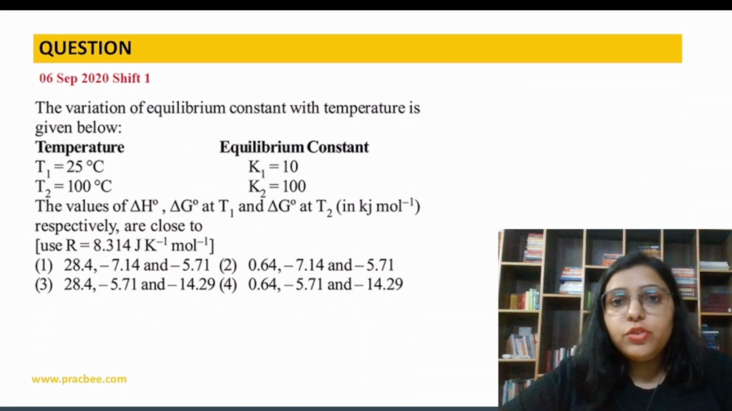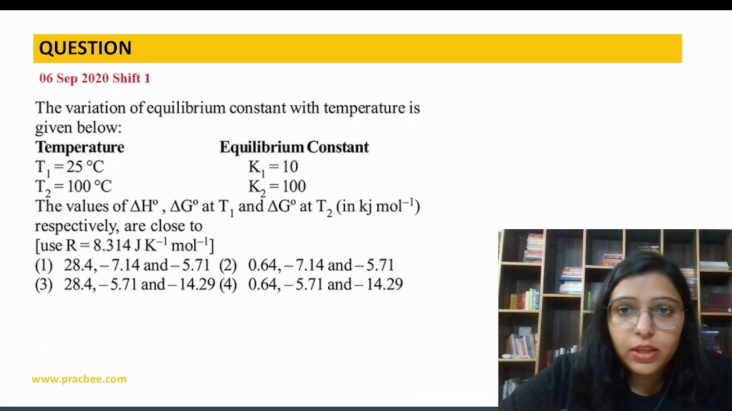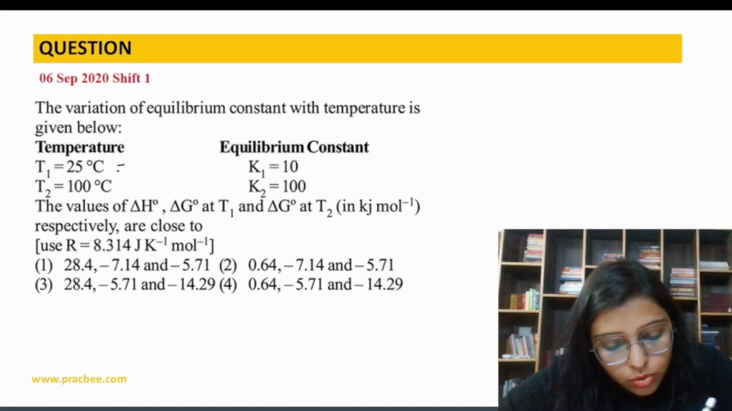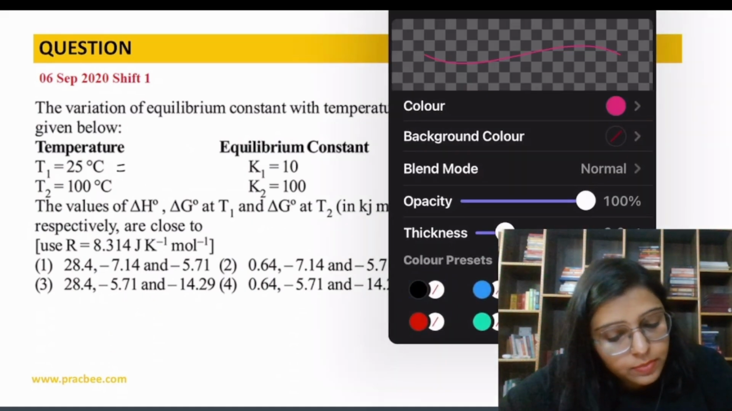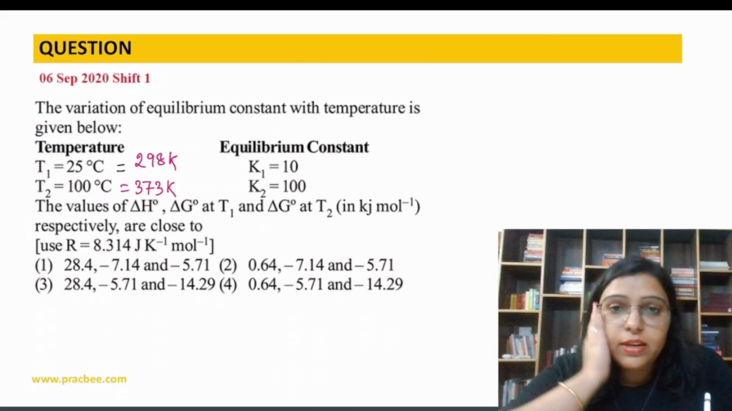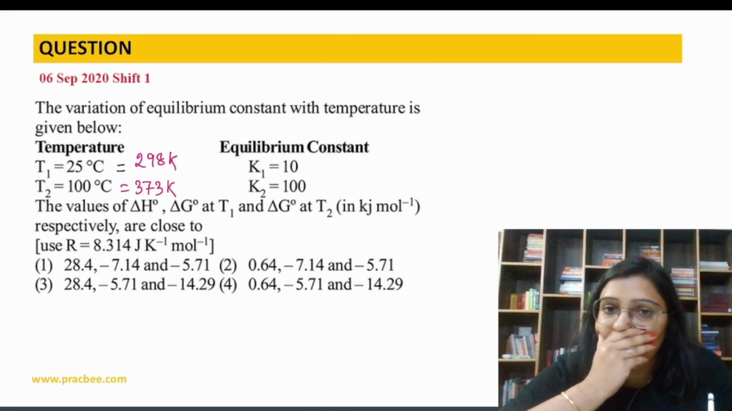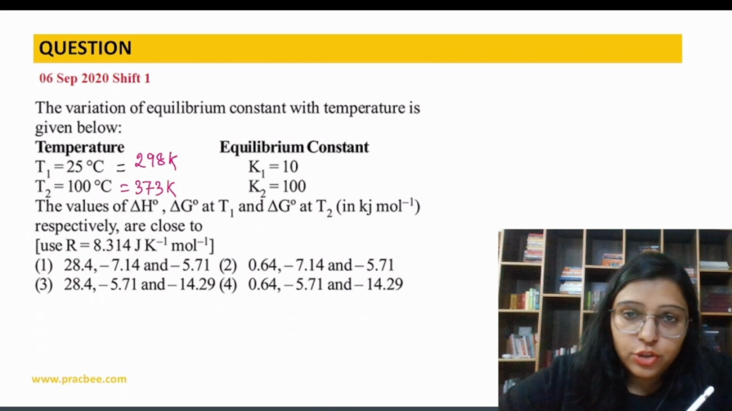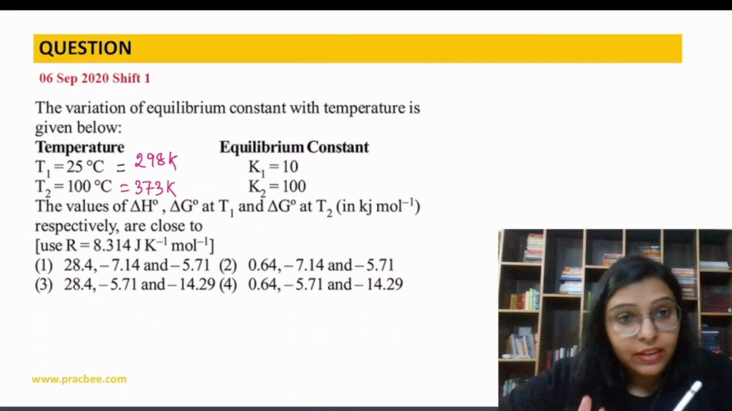Now next question. This is a good question. The variation of equilibrium constant with temperature is given below. Okay, we have T1 temperature, we have T2 temperature. So T1 is 25 degrees Celsius, which means 298 Kelvin, and this is 373 Kelvin. Okay, so K1 is given, K2 is given. So we need the values of delta H naught, delta G naught at T1 and delta G naught at T2. So how to find out?